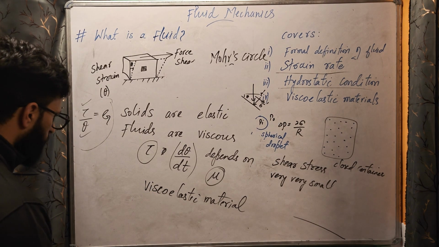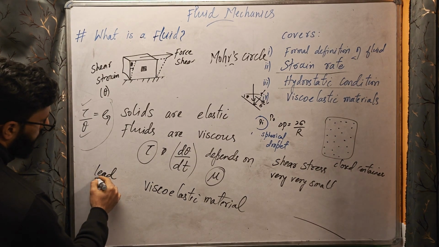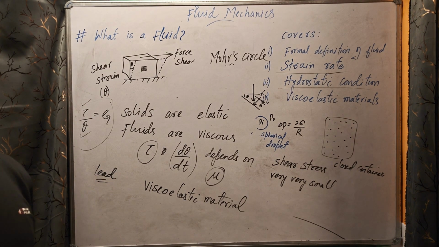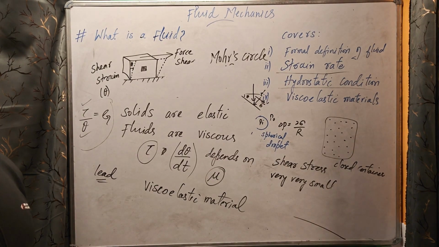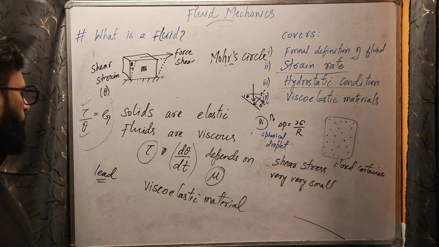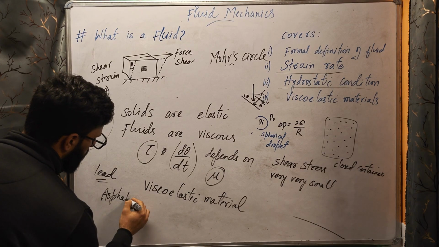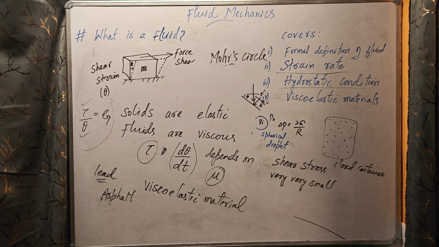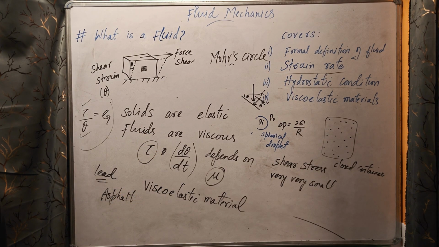For example, lead. Lead is a solid, it is an elastic material, but if we leave it for a very long time, what will happen? We'll see it has changed its shape, that is, it has gone under some flow like a fluid. And the same happens with asphalt. So these materials lie in the borderline between solids and liquids. We call them viscoelastic materials.